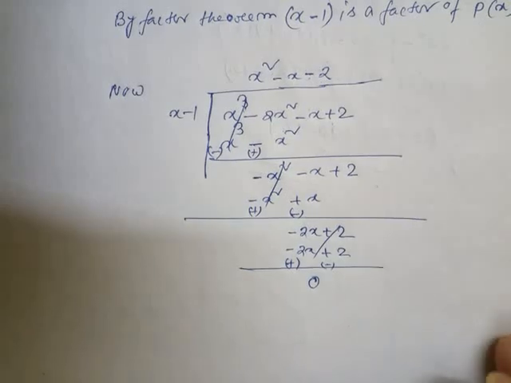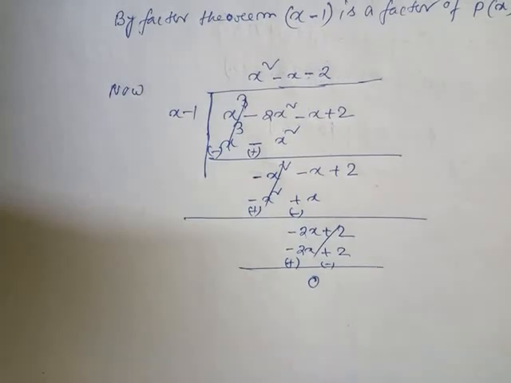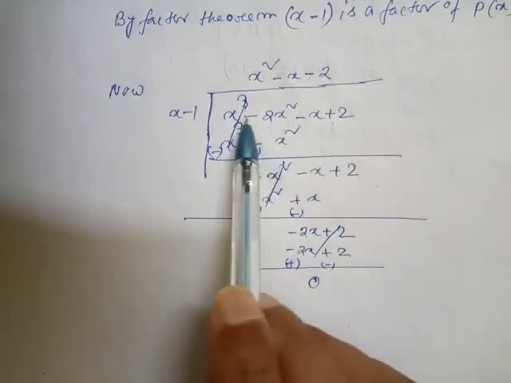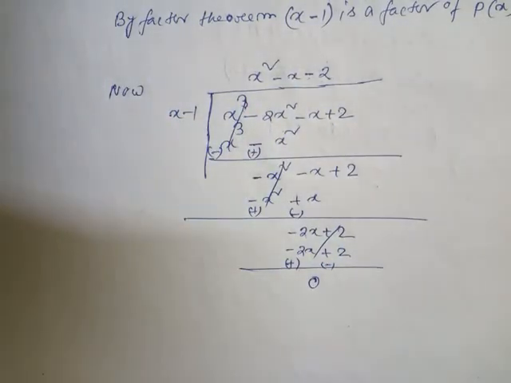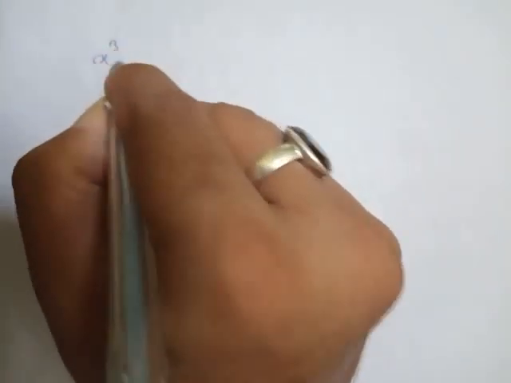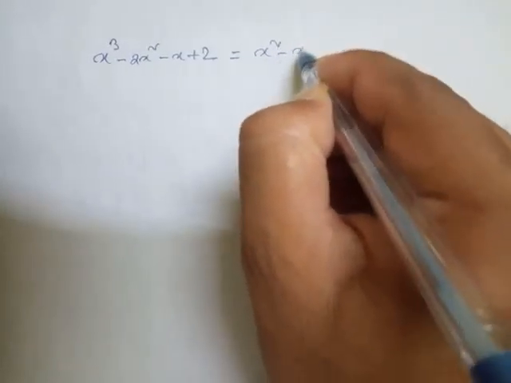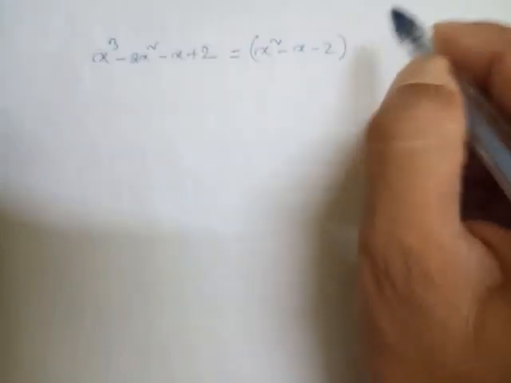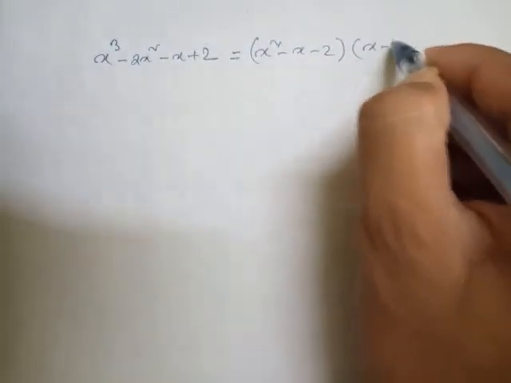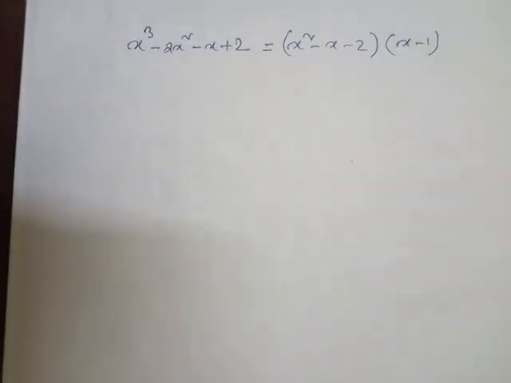So student, look, we can say that after that we'll just put down that this equals this into this. Now look how to write this one. So student, we can say that this is px, x cube minus 2x square minus x plus 2, and this equals, after dividing we have got x square minus x minus 2. This is the quotient, and into divisor, divisor is x minus 1, and remainder is 0 obviously.